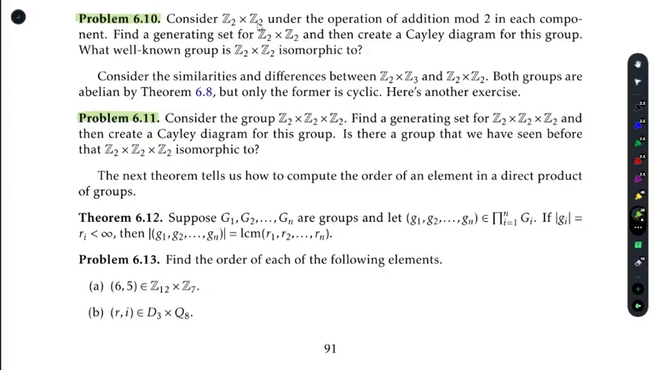610 should be pretty quick, and 611 is a little bit slower, but still kind of quick once you know what you're doing. But notice you need to find a generating set first, and then create the Cayley diagram. It might be helpful if you decide as a class what that generating set should look like, especially based on what you did in 6.9, before you make your diagram. But go ahead and pause me for a while and work on 610 and 611.